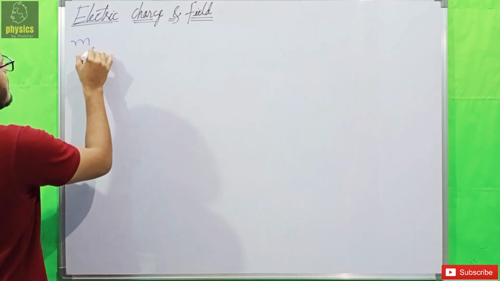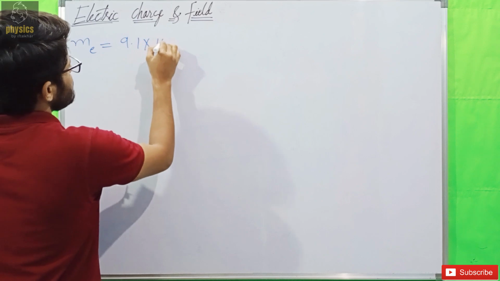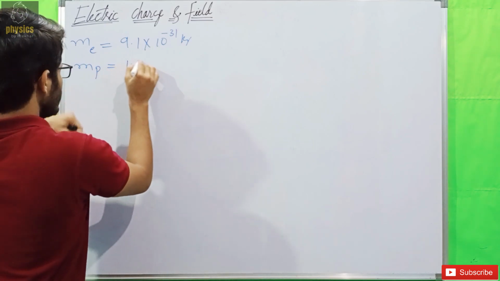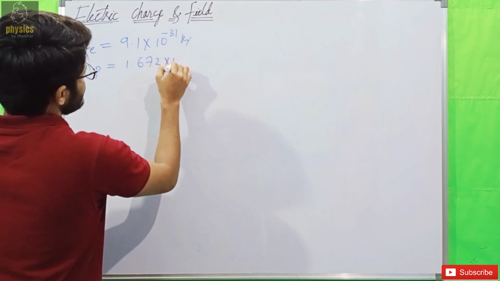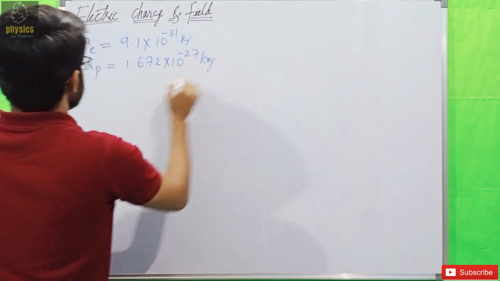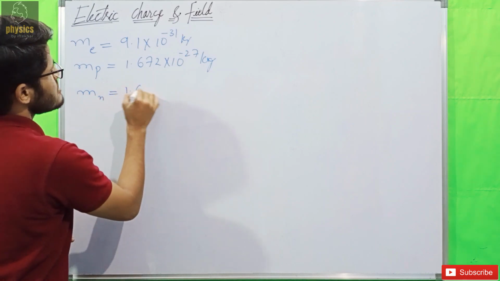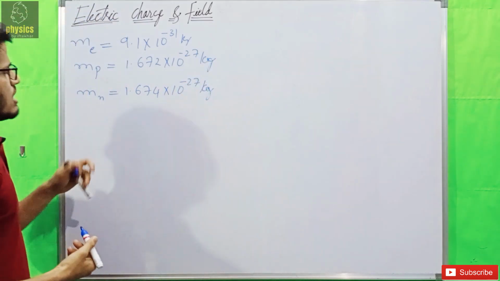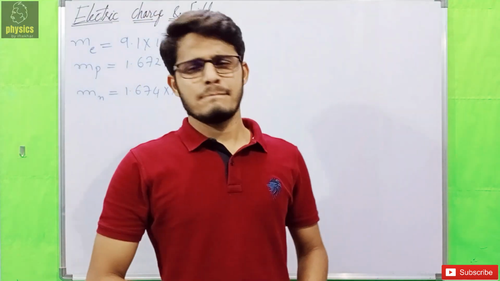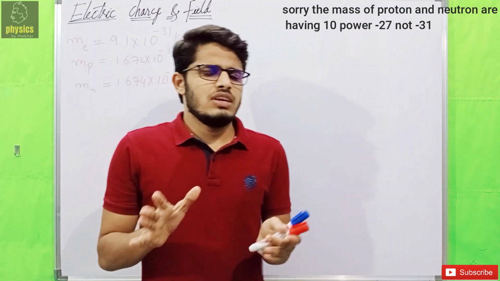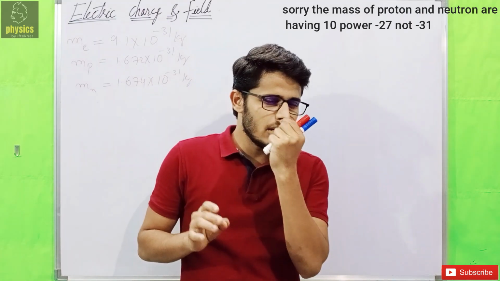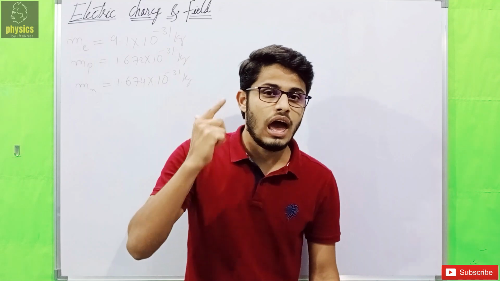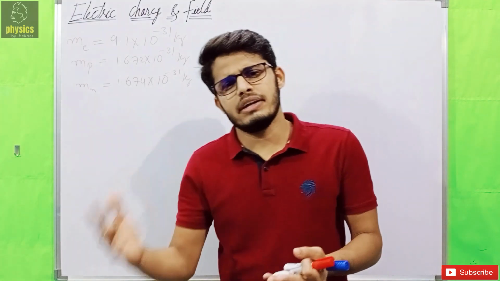The mass of the electron is 9.1 into 10 power minus 31 kg, the mass of proton is 1.672 into 10 power minus 27 kg, and the mass of neutron is 1.674 into 10 power minus 27 kg. So the mass of proton and the mass of neutron are almost the same. Whatever stuff we have around us, everything in the universe is made up of these three fundamental elementary particles: electron, proton, and neutron. There are a few other particles also.